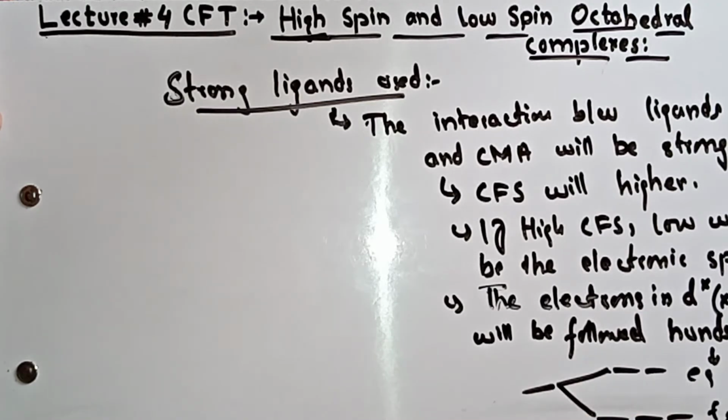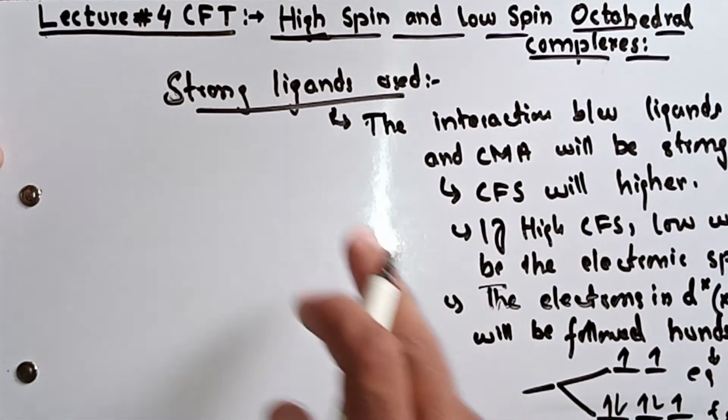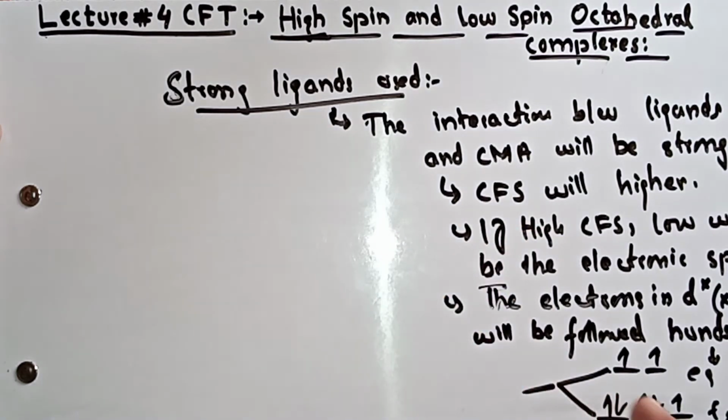This is easy to understand. According to Hund's rule, first of all, each orbital will be singly filled. After that, once all five orbitals are filled, the pairing will occur. This is called Hund's rule. So, the electrons in the d system will be paired according to Hund's rule. When a strong ligand is used, low spin complexes will be formed. So here you can say that the spin is low. I will explain after that how the spin is low.